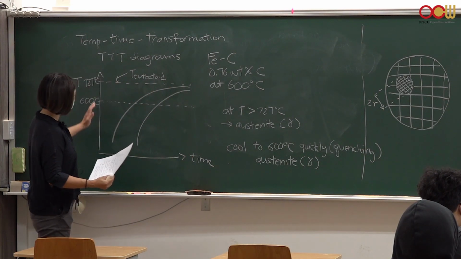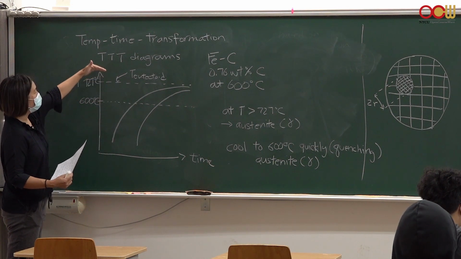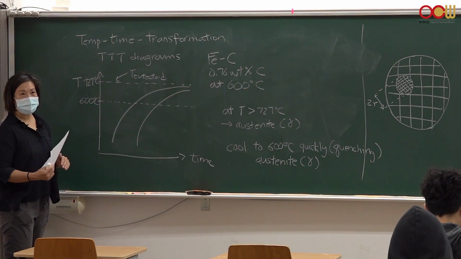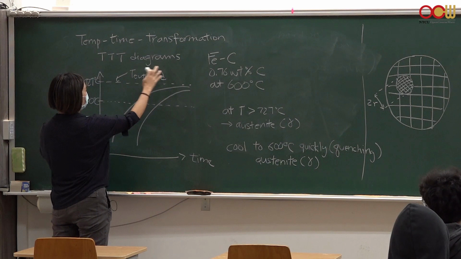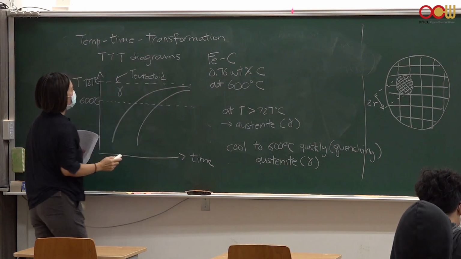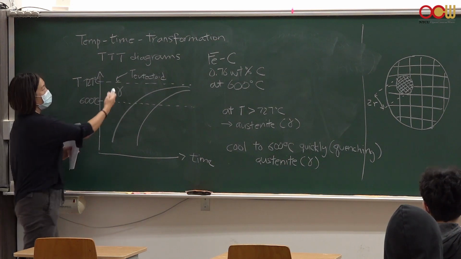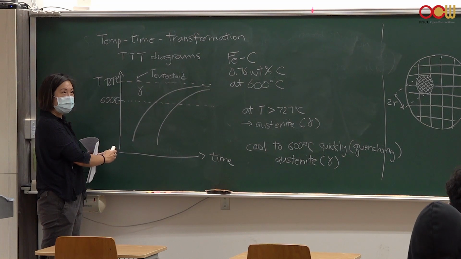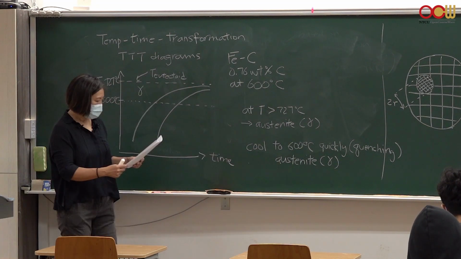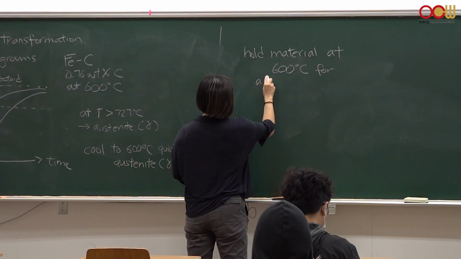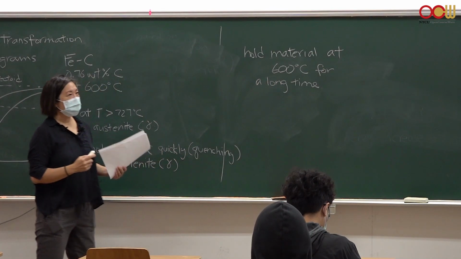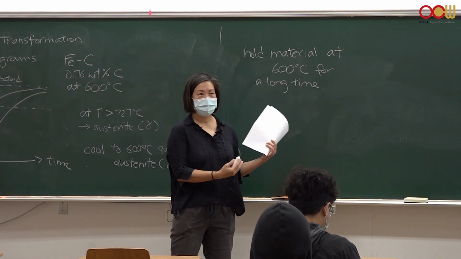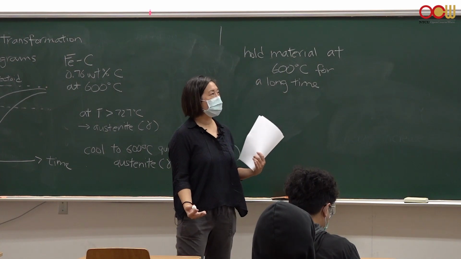So we know that if we're looking at this diagram, above the eutectoid temperature and at this composition, this area would be austenite, right? Either high temperature or low temperature, but a very, very small amount of time, you get austenite. If we were to leave it for a long, long time, okay, so we cool it to 600 and we hold that material at 600 for a long time. We start with austenite. What do you think might happen after a long time? What might you get? Perlite.